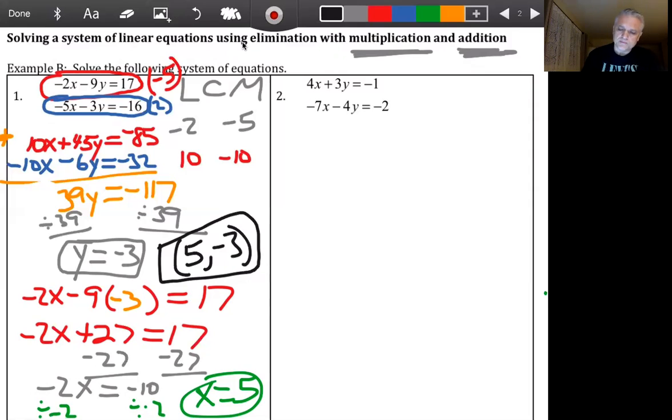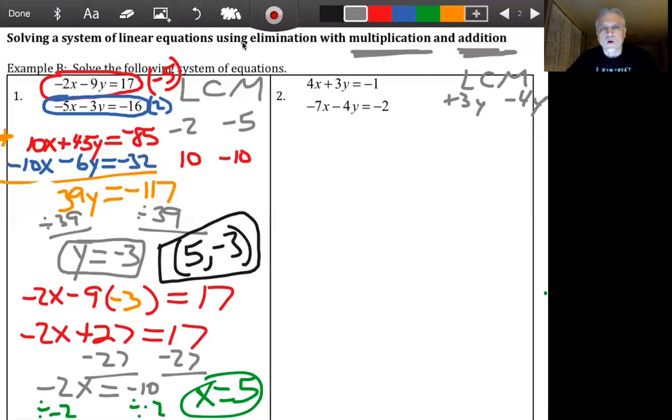Okay, number 2. Let's look at these. We could choose to find the lowest common multiple for these two, or we could choose to find the lowest common multiple for these two. Well, they're about the same as far as which one is easier. Let's say that since we eliminated X with question 1, just for the heck of it, let's eliminate Y with question 2. So I want the lowest common multiple, or the least common multiple, between positive 3y and negative 4y. Okay. I would like for those to be opposites.